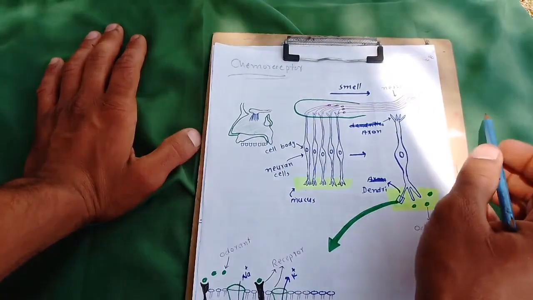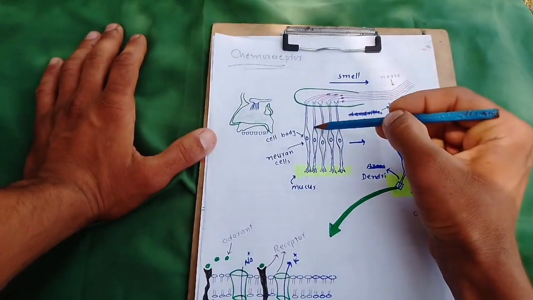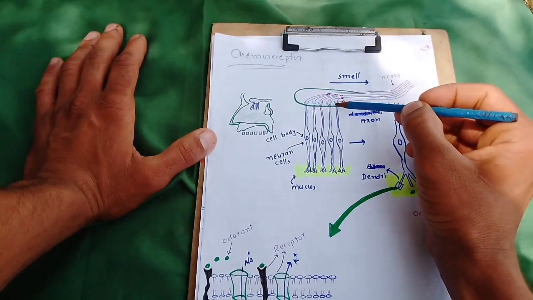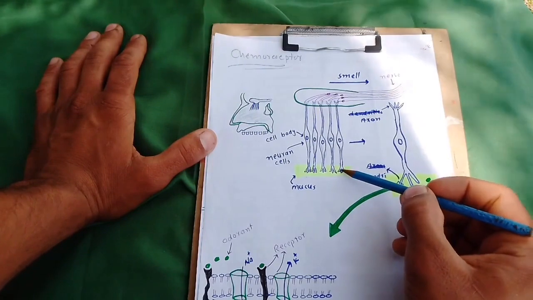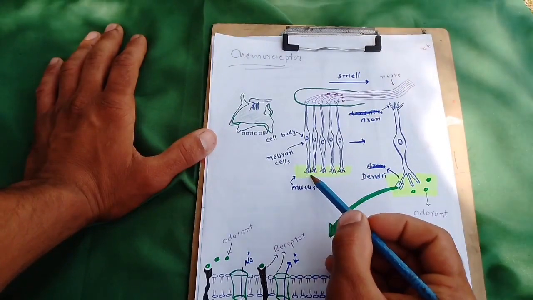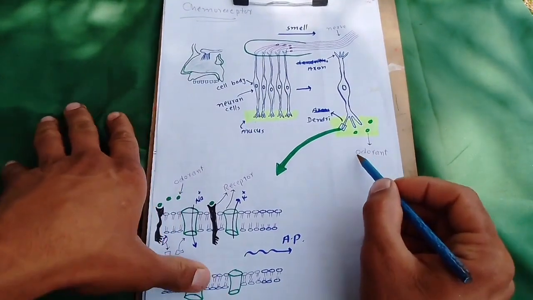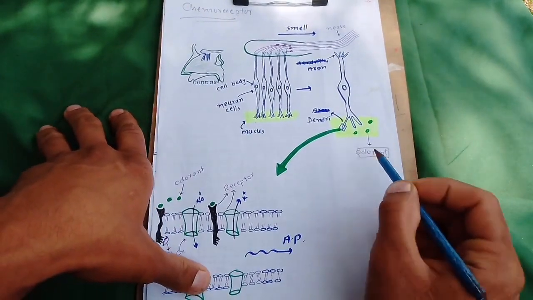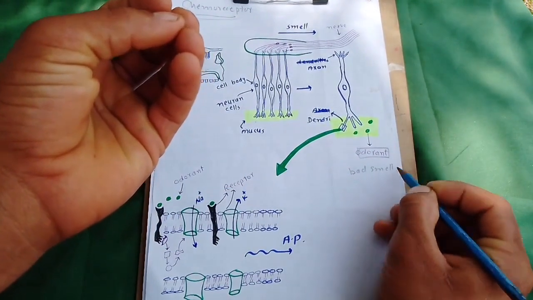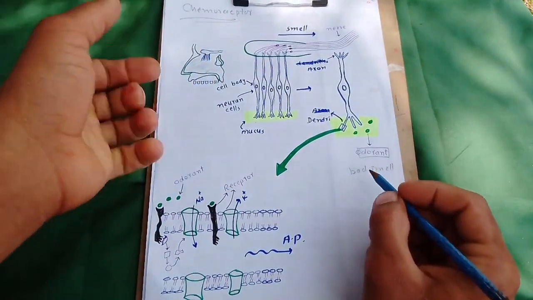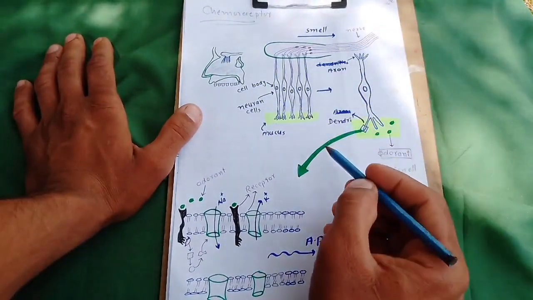So when I zoom this area, these are the neuron cells. This is the axon. These are the dendrites. This is the mucus. This is a smell molecule, an odorant. Suppose this is a bad smell molecule or a good smell molecule. So this is the odorant. When I zoom, these are the nerve fibers which go to the brain.